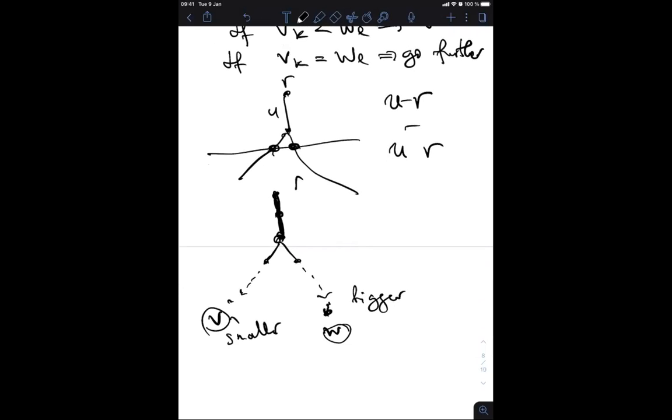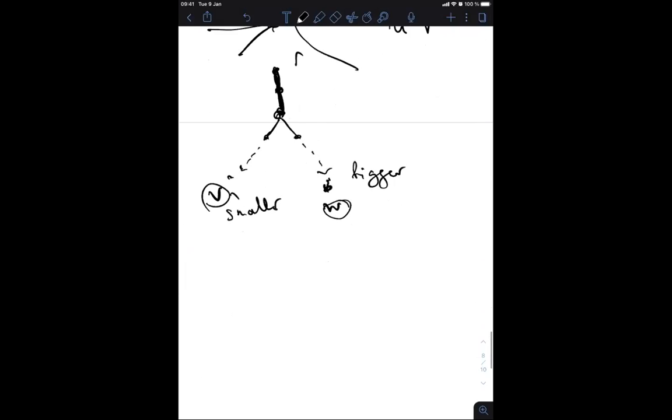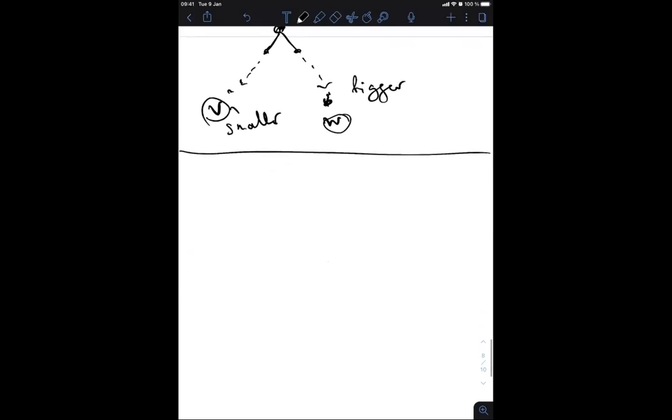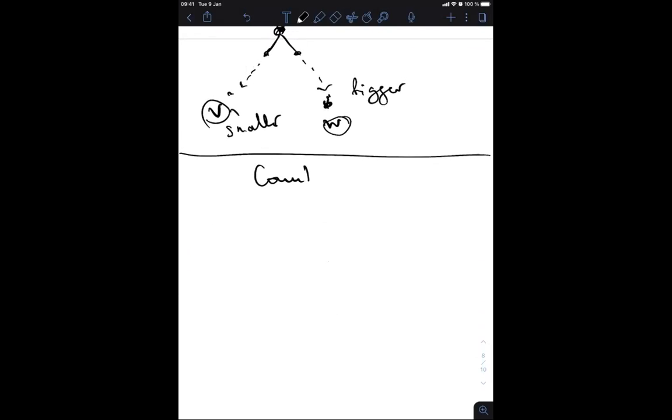Okay, so I think I'm done with the theory. Maybe let's now do some small exercise. Count the number of non-isomorphic trees, say with 7 vertices.